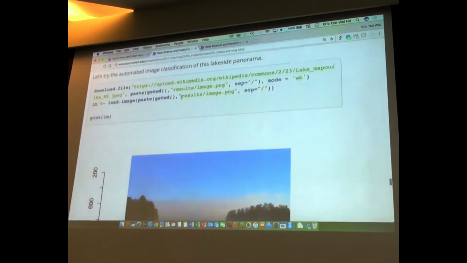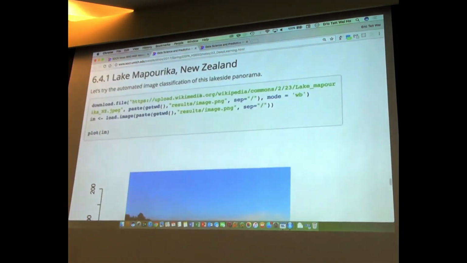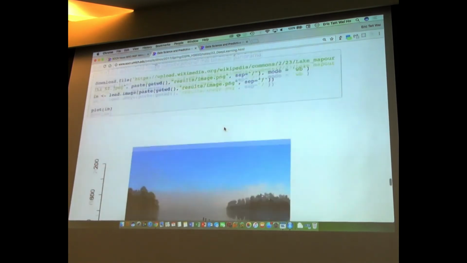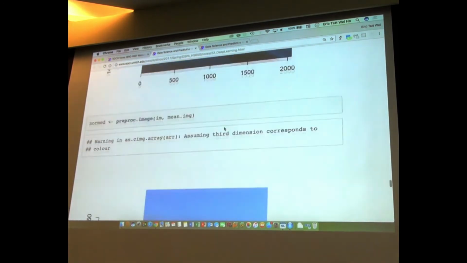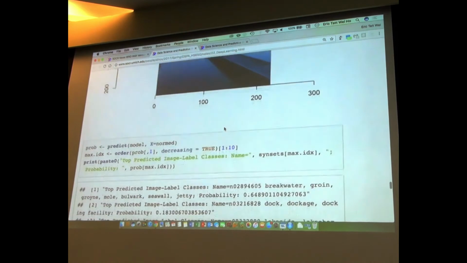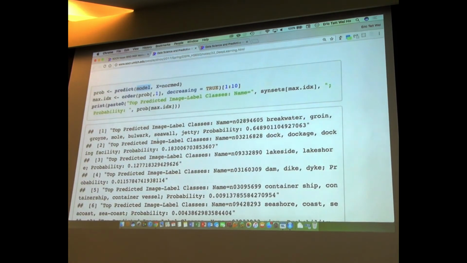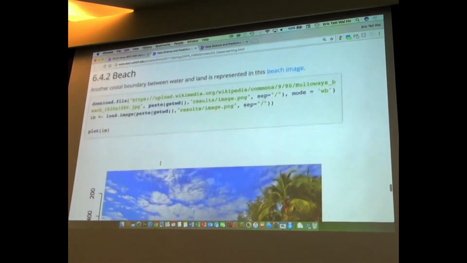The next image is this one right up here, and I've provided references for all of these. These are all Creative Commons licensed images. So, a nice lake would appear here. Once it's normalized, you call the predict method, and then what it reports for you is breakwater, dock, lakeside. The corresponding probability is 65%, 20%, not too bad, and 12%. So these are all relevant labels, right? Does everybody see that? So the next image, a beach.